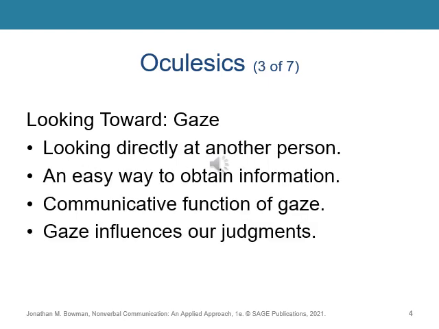Gaze happens when one person looks directly at another person. Gazing is an easy way to quickly obtain information. It activates our cultural understandings of that person as we swiftly sort and categorize the received information, like age, gender, race, and social class. What is the communicative function of gaze?